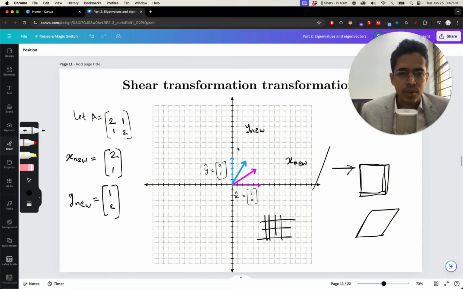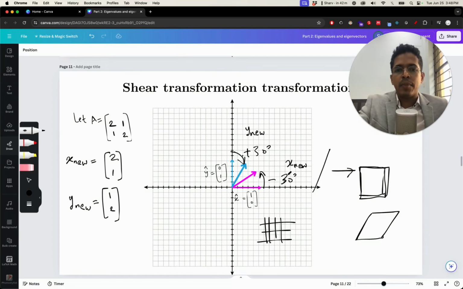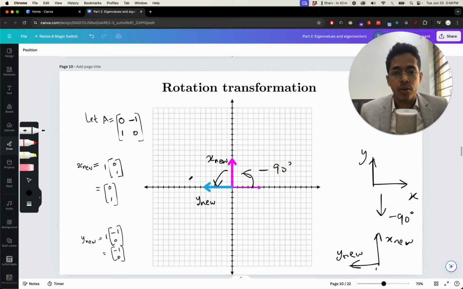In this case, you can see that the y-axis rotated by maybe plus 30 degrees, and the x-axis rotated by minus 30 degrees. My sign convention is plus for clockwise and minus for anti-clockwise, but of course it depends on whatever your convention is. So that's why shearing happened. In the previous rotation example, the x-axis rotated by minus 90 degrees, and the y-axis also rotated by minus 90 degrees.